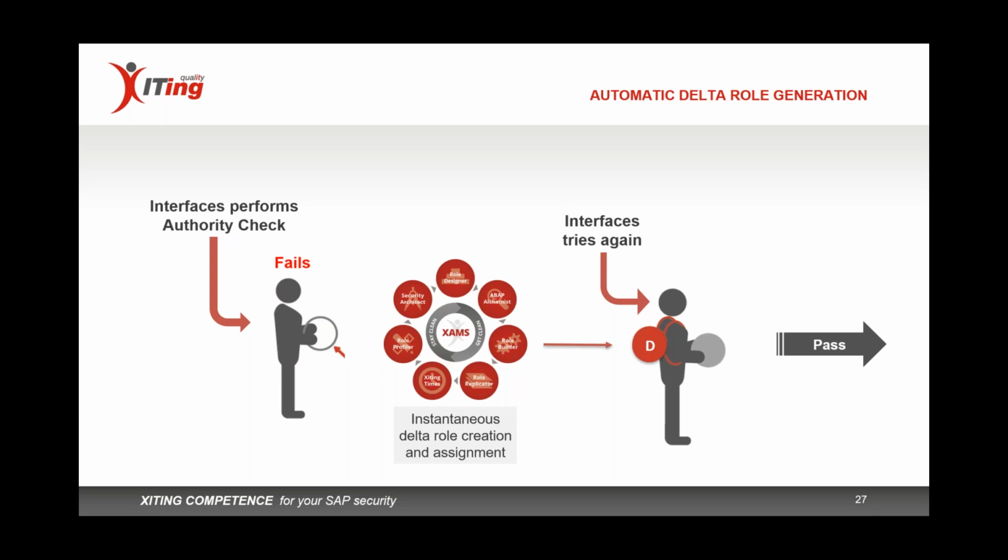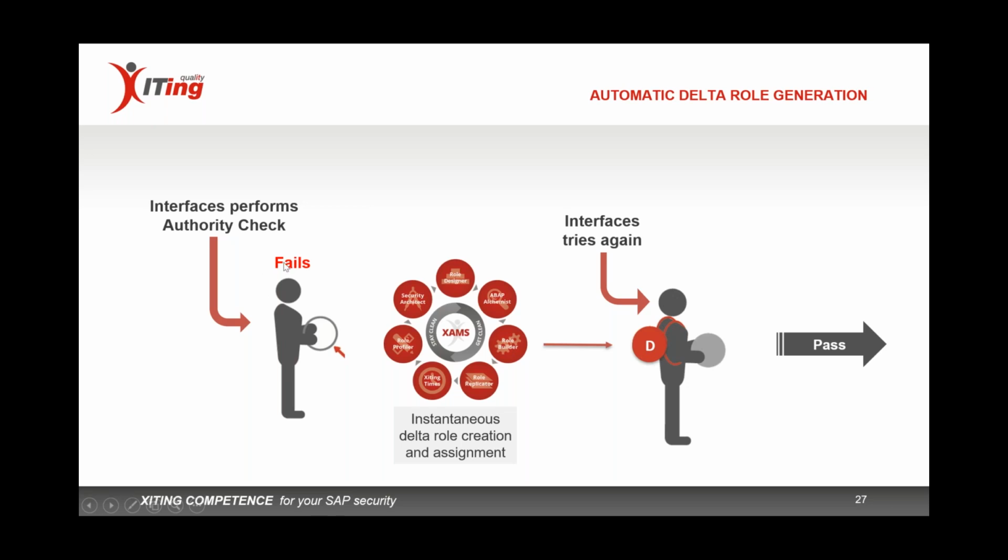What we have is a solution called automatic delta role generation. It follows pretty much a similar principle. So what is basically happening is if the interface performs an authorization check here on the left-hand side against our technical user that now runs with the new role that we specifically created for that interface, and let's assume something is failing for whatever reason. Within a split second, the XAMS, our tool, is picking up that failed authorization check, puts it into a delta role, just a PFCG role, everything manually inserted, and assigns that role to the interface user. So kind of like a delta role, basically like a backpack to our RFC user.